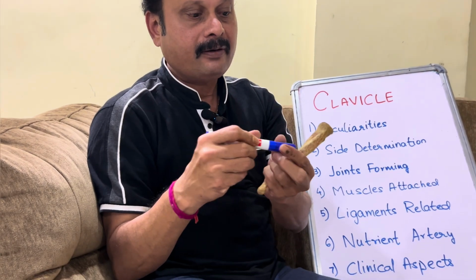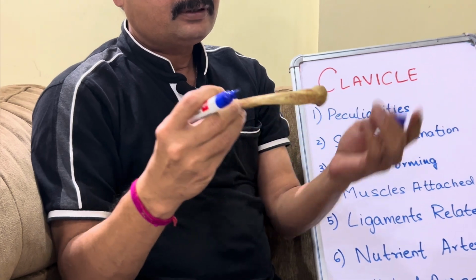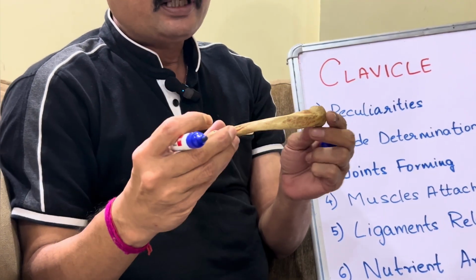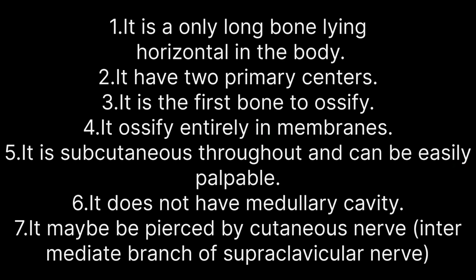This clavicle has a number of peculiarities. Number 1, it is the only long bone lying horizontally in the body. All other long bones are placed vertically in the body. Number 2, it has two primary centers of ossification. Any other long bone has one primary center of ossification.